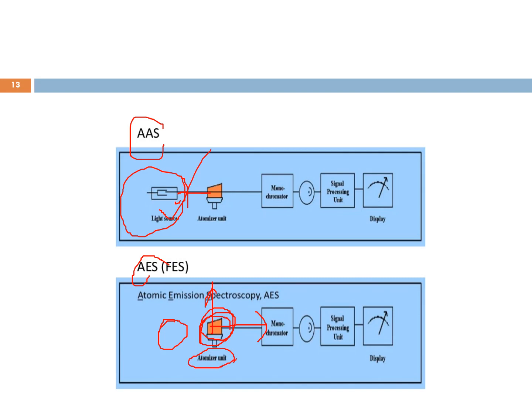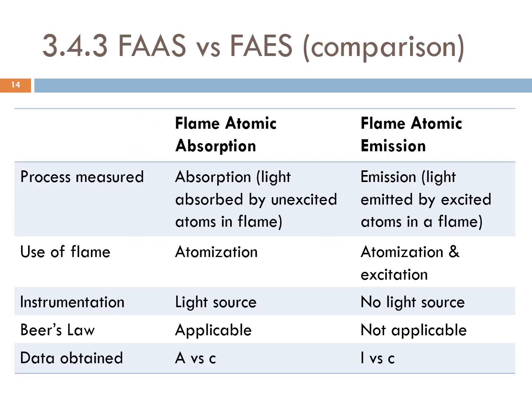Okay, the flame is also act as the excitation source, which will cause excitation of our atom to its higher energy state or excited state, dan bila dia turun balik ke ground state, dia akan emit radiation, emit its characteristic radiation. Okay, lepas tu sama je proses dia lepas tu. Okay, so ni adalah comparison between AAS dengan AES yang guna flame.